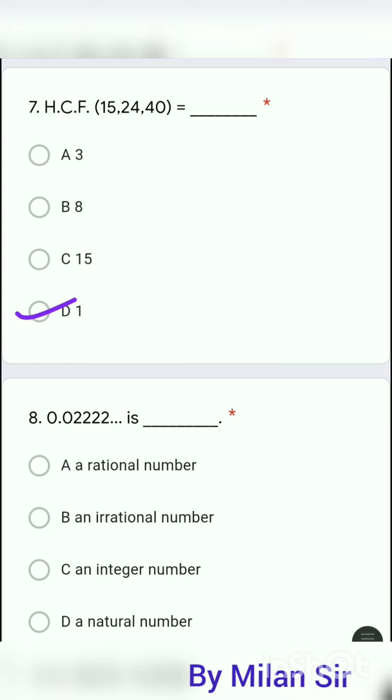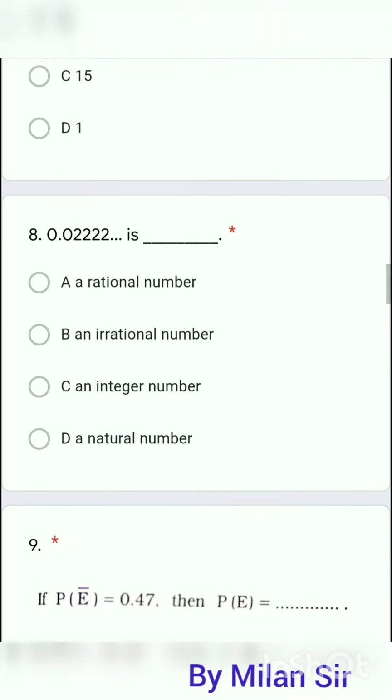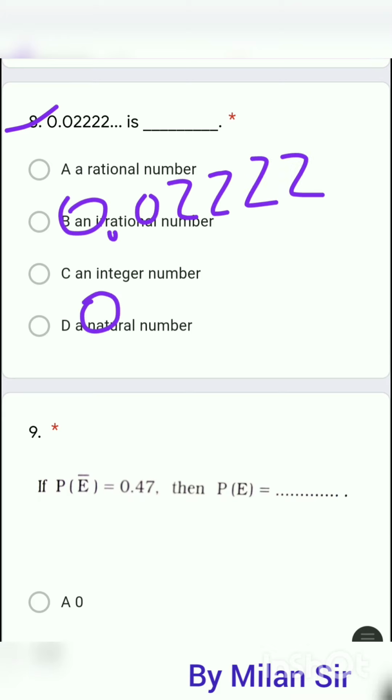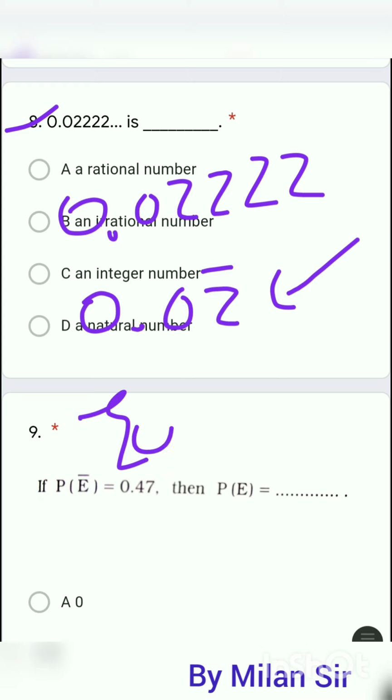Okay. After that, question number 8, 0.02222... is which type of number? Rational number, irrational number, integer or natural number? So here 0.02222 we can write like this: 0.02 bar. Okay, if we can represent it in this way, then definitely this is a rational number.